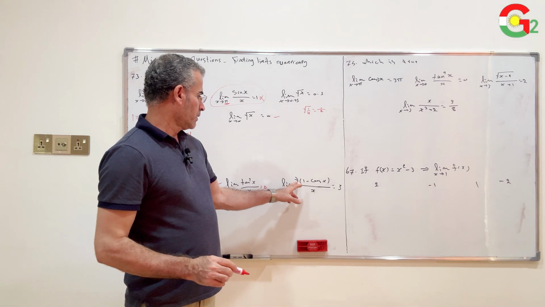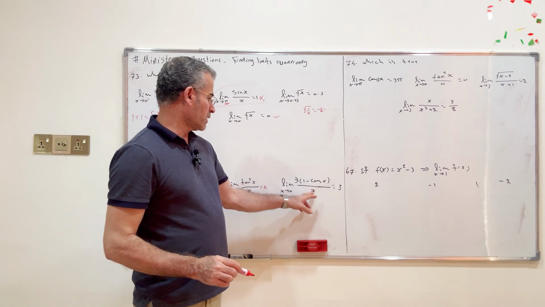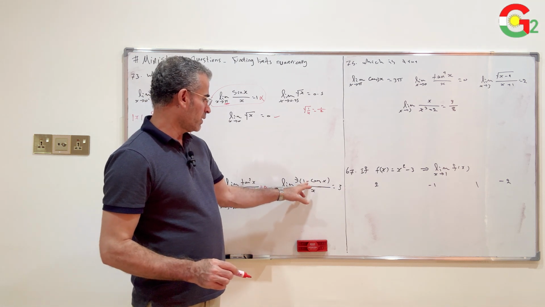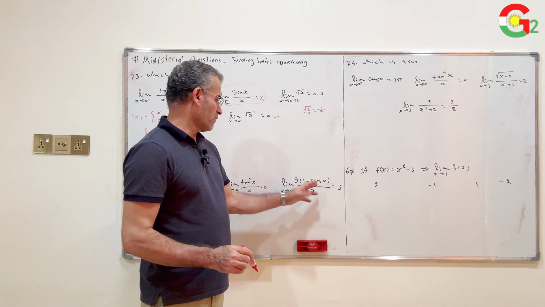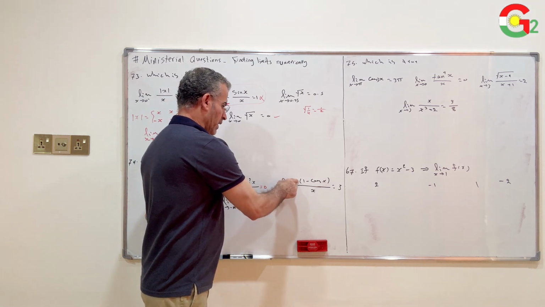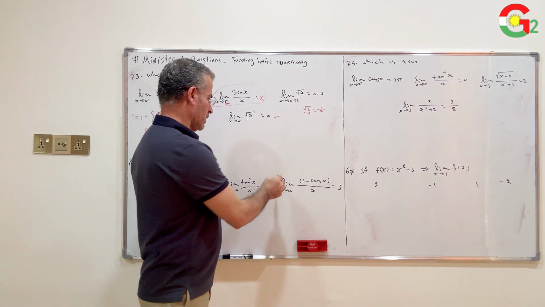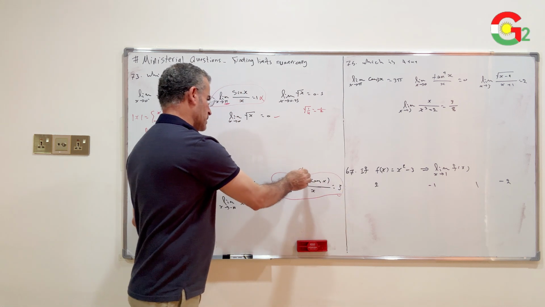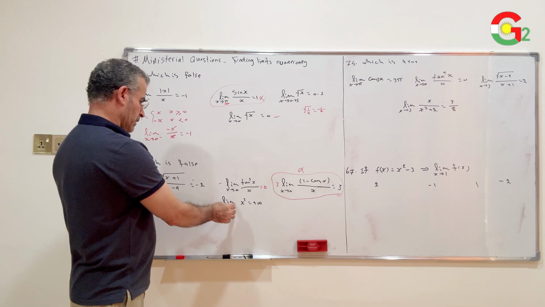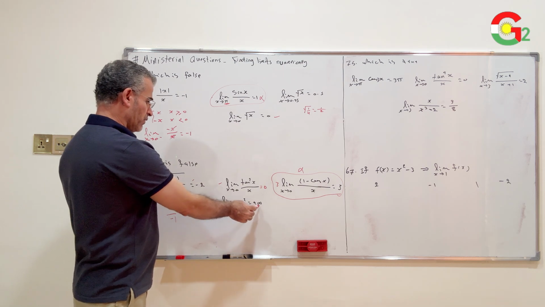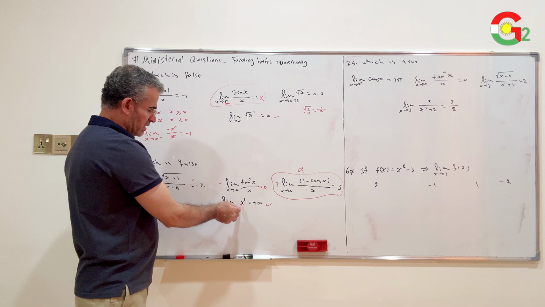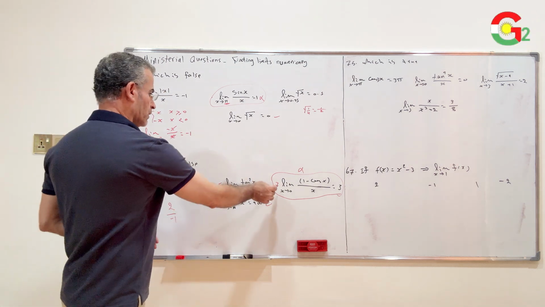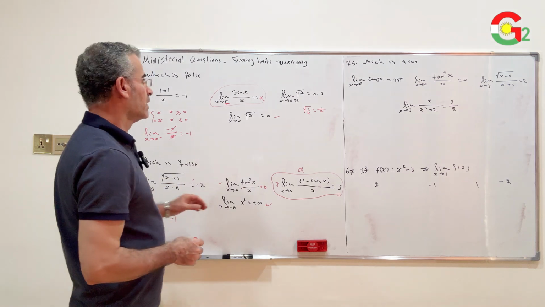The limit of 3 times (1 minus cosine x) over x equals 3. It is false, since the limit when x approaches 0 of (1 minus cosine x) over x is 0, and if I take this 3 outside the limit, then 3 times 0 is 0, not 3. So this is wrong. The limit of x squared when x approaches negative infinity is infinity. It is true, since the behavior of negative infinity squared is infinity. So the right choice is C.